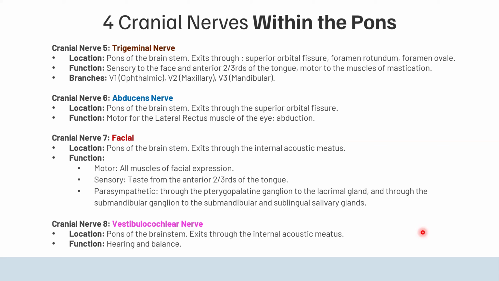Then the cranial nerve 8, which is the vestibulocochlear nerve, very straightforward. It's in the pons, it's for hearing and balance. So it has a vestibular portion and a cochlear portion, vestibular for balance, cochlear for hearing.